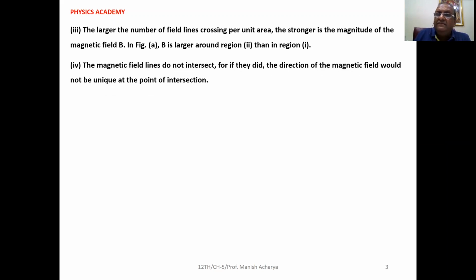Then we can say two magnetic field lines will never intersect each other, because if they intersect, then at the point of intersection you can draw two tangents. It implies that at the point of intersection, there would be two directions of the magnetic field, which is never possible. Any vector never has two directions at any point. So in general, two magnetic field lines will never intersect each other.